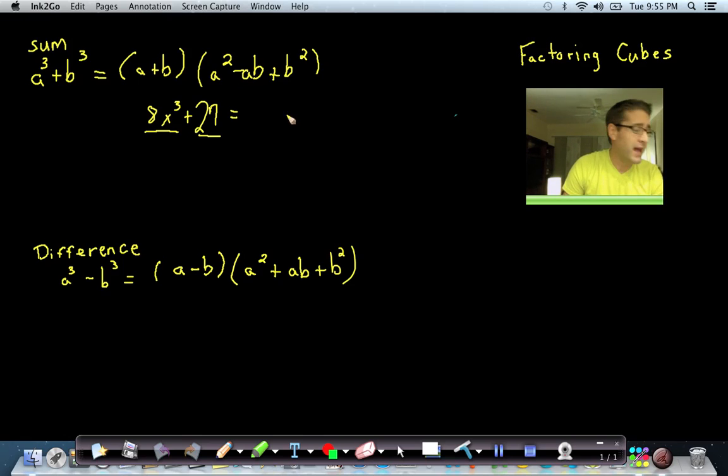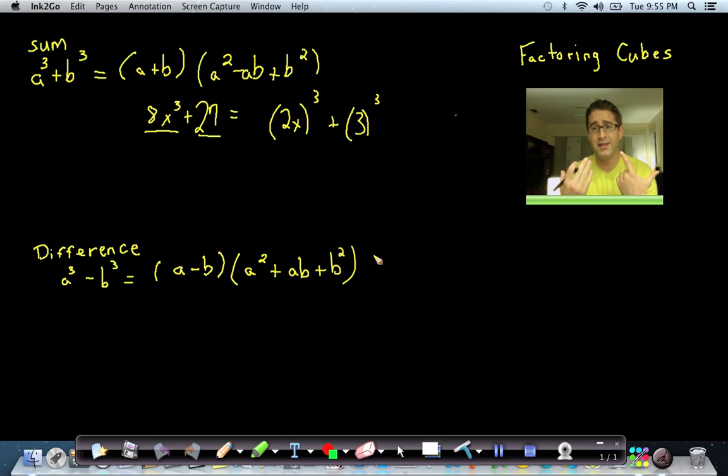We have 8x cubed plus 27, which is really 2x cubed, and then the second part is really 3 cubed. So I've simplified the a and the b, and I broke it down in my head by thinking about how the cubes are formed. Now I need to go ahead and follow the pattern that I gave you. I've got to break this a and this b, and then follow the pattern. So here we go. Hope I don't lose you.